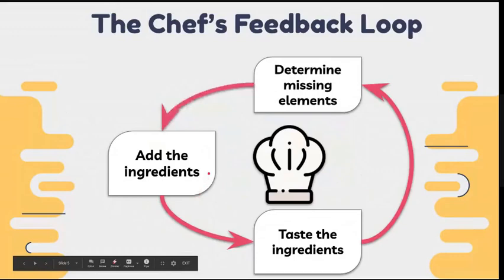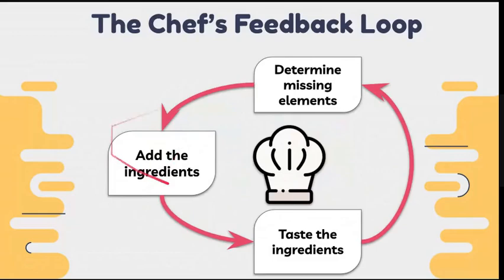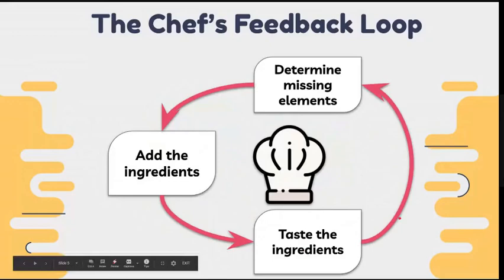And only when he is happy does he send it to the diner, and the diner will then assess whether or not he or she likes the soup. So in this, yes, there are three elements here that mimic the loop, but the bottom line is the chef is doing something similar to what we are doing when we are building content knowledge. The only difference is a good chef will taste the ingredients. A bad chef will just send it out hoping that it's all good.